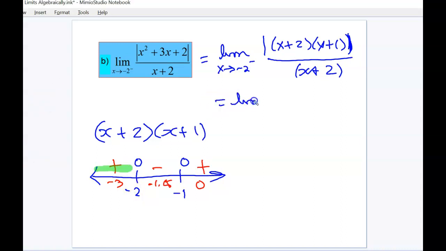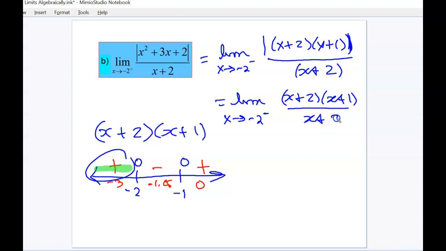So that means I'm just going to replace, whoops, that should be the limit as x approaches negative 2 from the left. And we said we're using the positive branch. So I can remove the absolute value sign and just use the positive of x plus 1 times x plus 2. And like before, the x plus 2's cancel. I substitute a negative 2 in for x and get negative 2 plus 1. So this answer is negative 1.